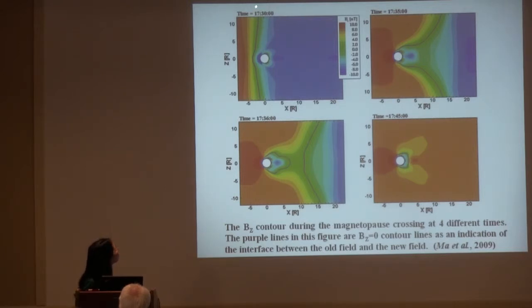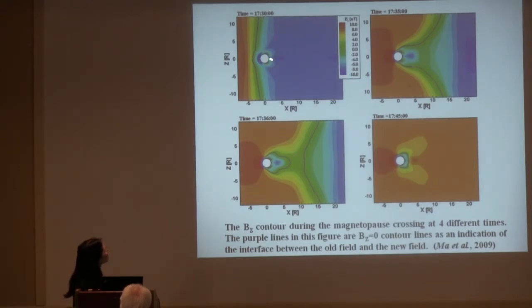We use a very simple current sheet to represent the magnetopause. As indicated by this purple line, this is the interface between the old field, which is the magnetospheric field, and the new magnetosheath field. So they have opposite orientations.